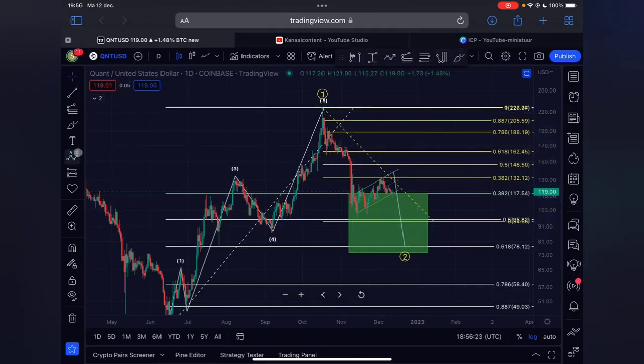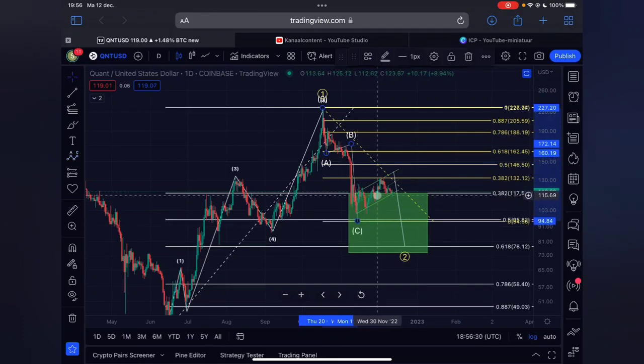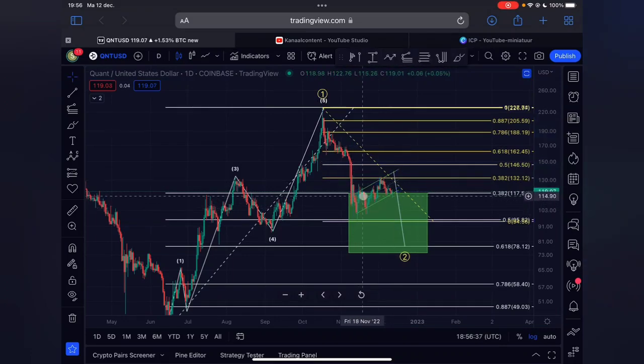Another scenario would be that we have already seen the ABC correction, which is a little bit unlikely in my opinion, and that this is already part of the beginning stages of this Wave 3. In my opinion, it's a bit unrealistic since the volume is decreasing while the price is increasing, but it is still possible that we will rally higher from this point, just a little bit unlikely. So that's my view on Quant.